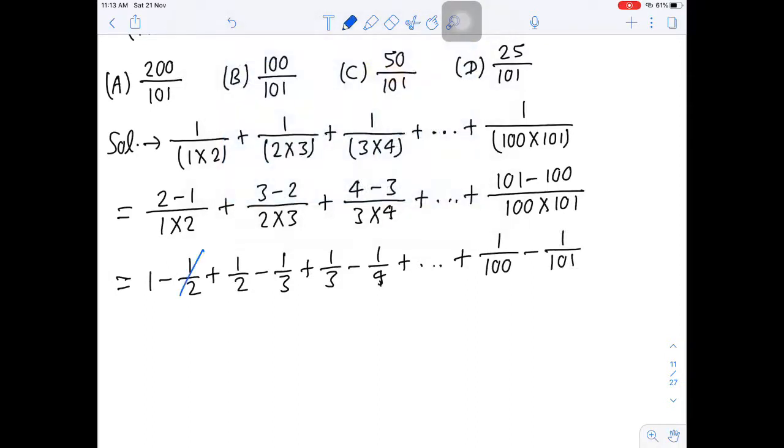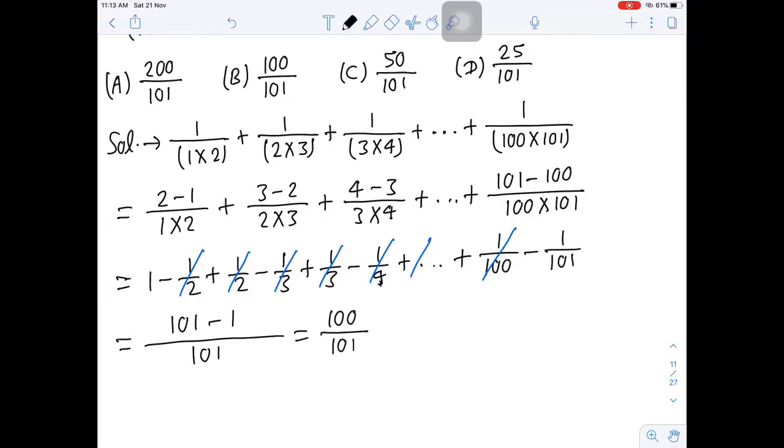Okay, then minus 1 by 2 plus 1 by 2 will get cancelled, minus 1 by 3 plus 1 by 3 will get cancelled, and like that all the terms will get cancelled except the first term and the last term. Now when we simplify 1 minus 1 by 101, so LCM would be 101, so you will get 101 minus 1 by 101, so it's nothing but 100 by 101. So option number B is the answer.